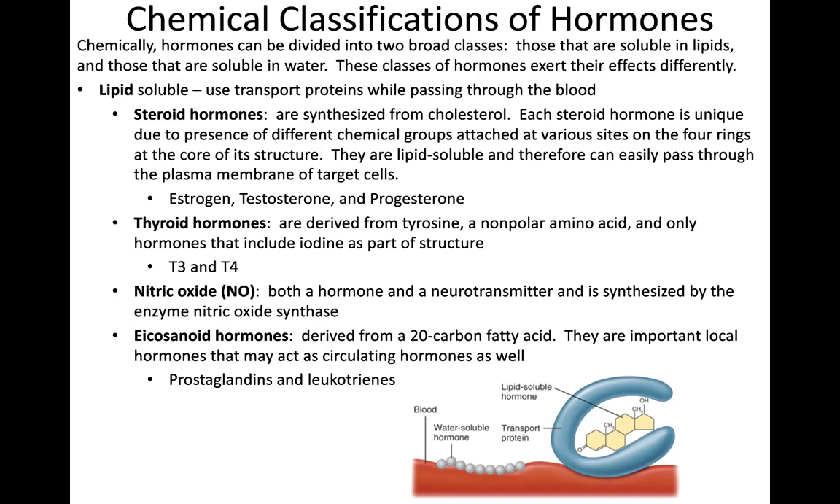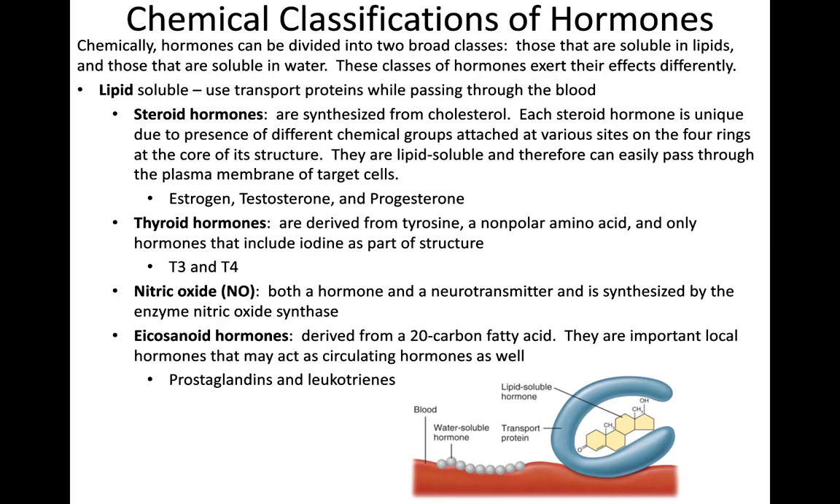And then icosanoid hormones, derived from a 20-carbon fatty acid, are important local hormones that may act as circulating hormones as well. They include chemicals known as prostaglandins and leukotrienes. We won't really talk too much about those. I think there's just like one slide where we'll mention those towards the end of the lecture.